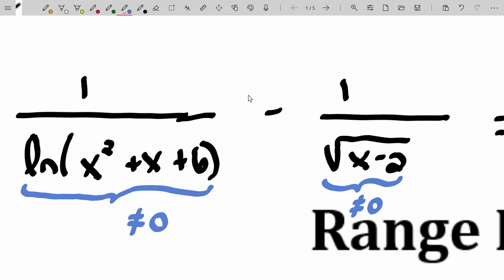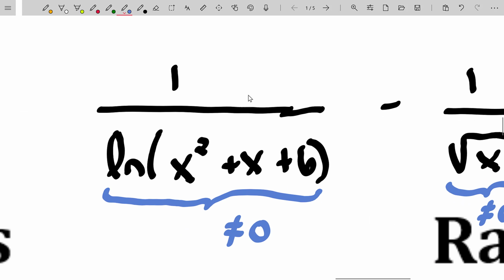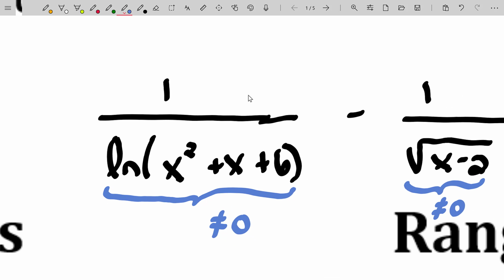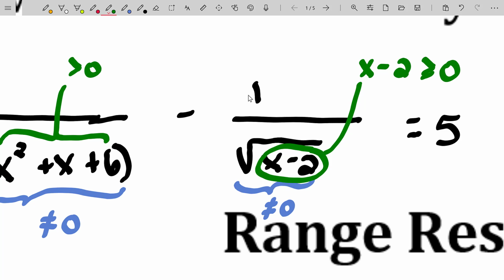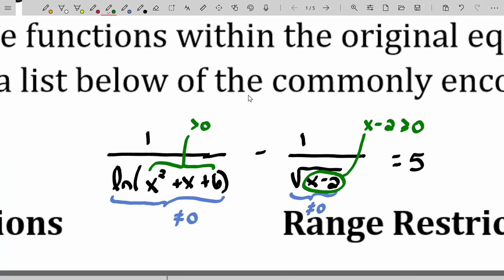You also have other functions as these denominators. For example, a logarithm cannot take a negative or a 0 number as its argument. So that argument within the logarithm, this piece right here, which we'll talk about momentarily, has to be strictly greater than 0. Also, the argument for the radical, which we would call a radicand, must also be greater than or equal to 0. In this case, technically it can't even equal 0.